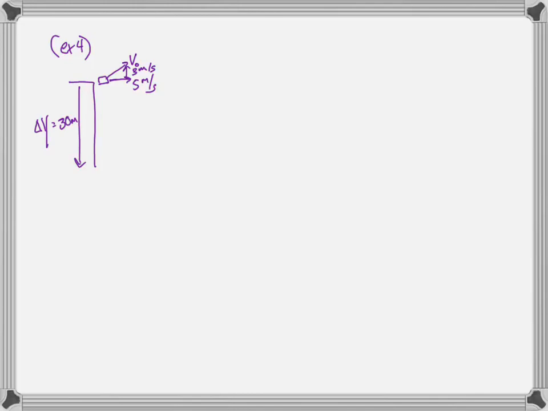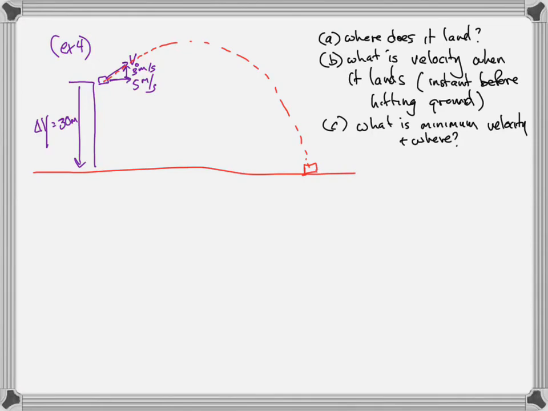What's the trajectory of the book going to look like now? The book is going to go up and then the book is going to land somewhere over here. So I want to ask 3 questions. Where does it land? What is the velocity when it lands? And again, when I ask that question, you have to know that the implication is while it's still undergoing constant acceleration, that's just the instant before it hits the ground. And what is the minimum velocity and where? So, part A, where does it land?